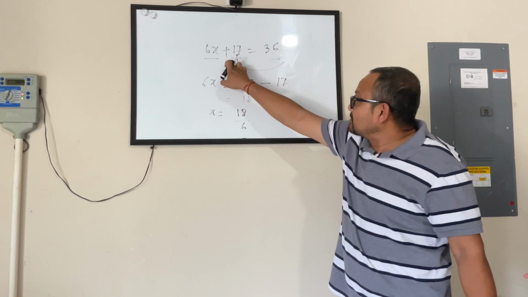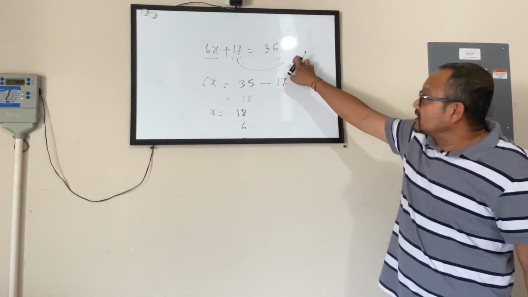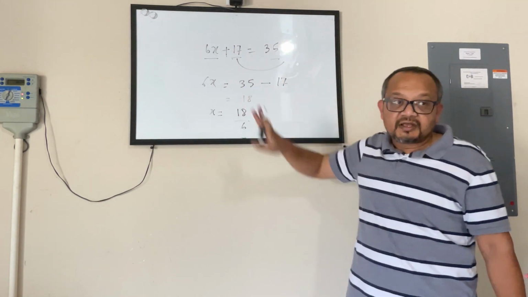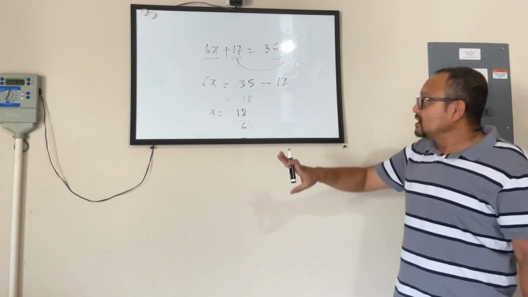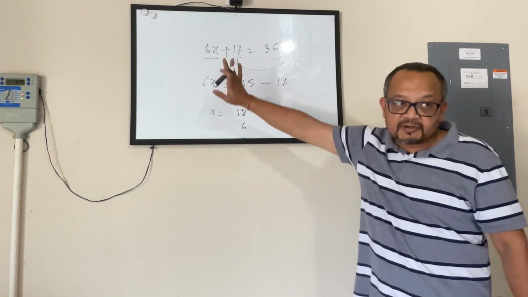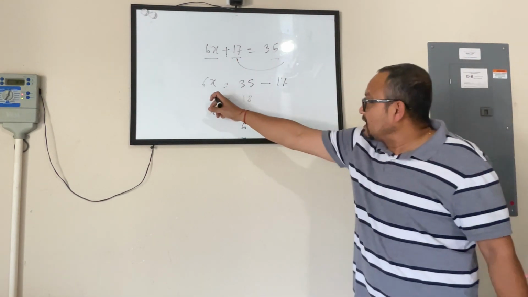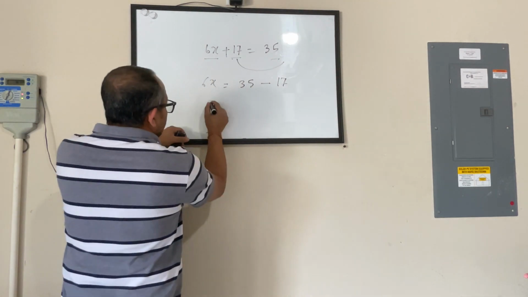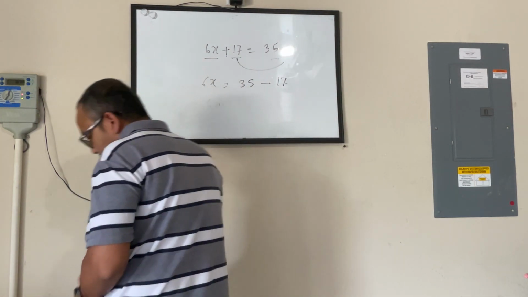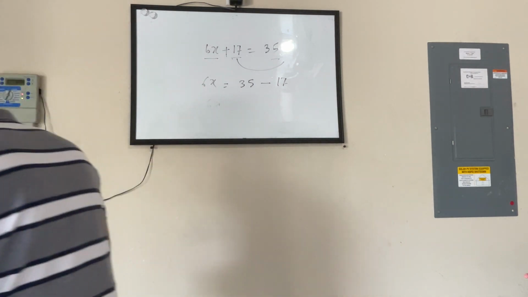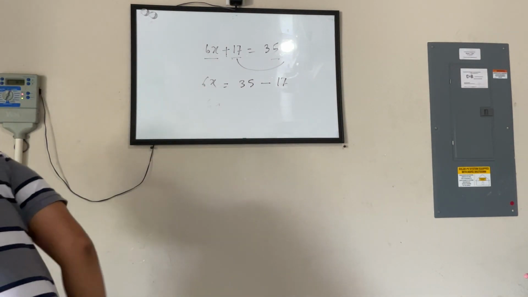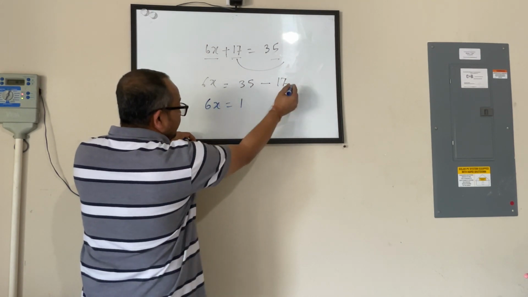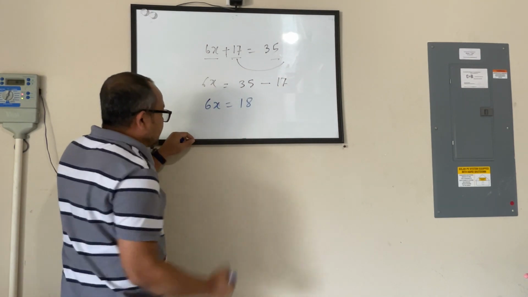If something with a plus sign goes to the other side of the equal to sign, it changes. So plus becomes minus, minus becomes plus. Very simple. Here, let's say after doing all this, it becomes 6x equals 35 minus 17, which is 18.